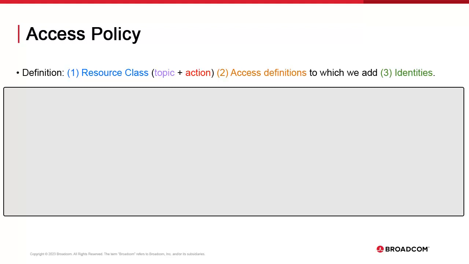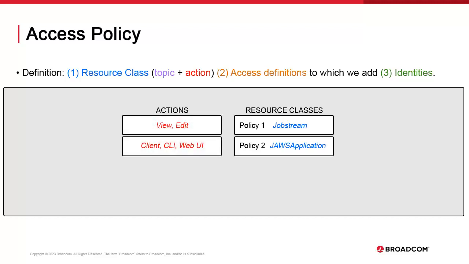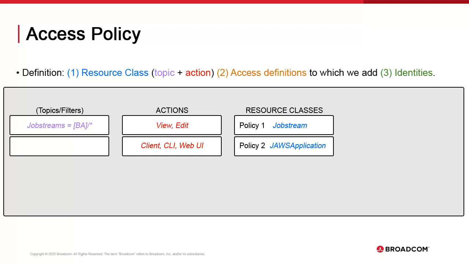This is the structure of an access policy. It has a resource class, say job stream or JAWS application. The resource class states the action: view, edit a job stream, or log into the client, access the CLI, and so forth. We also have resource filters, which only apply to job streams. In all other cases, all resources will be stated.